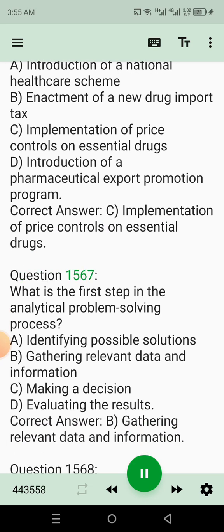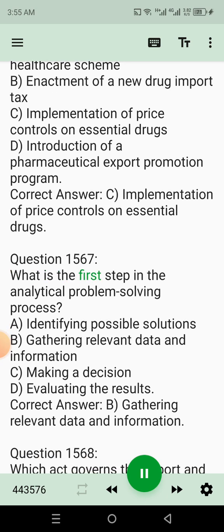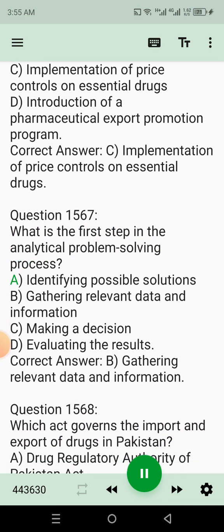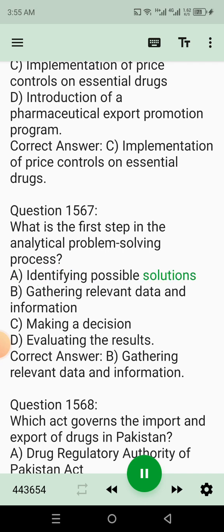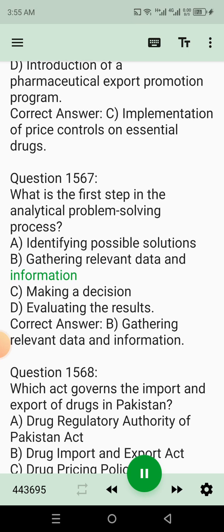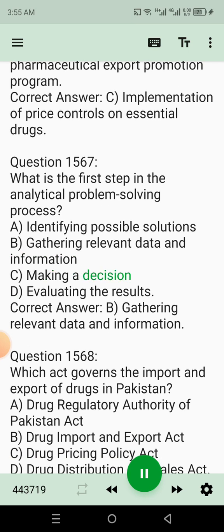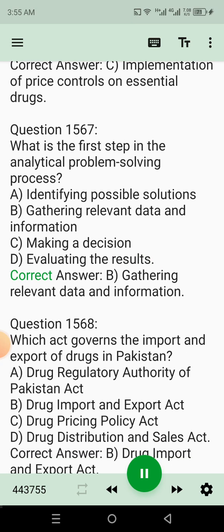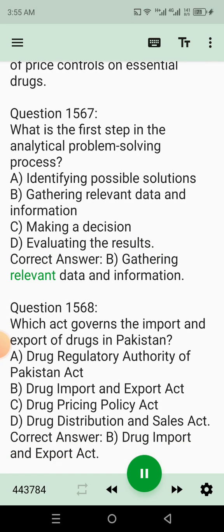Question 1567. What is the first step in the analytical problem-solving process? A. Identifying possible solutions. B. Gathering relevant data and information. C. Making a decision. D. Evaluating the results. Correct answer. B. Gathering relevant data and information.